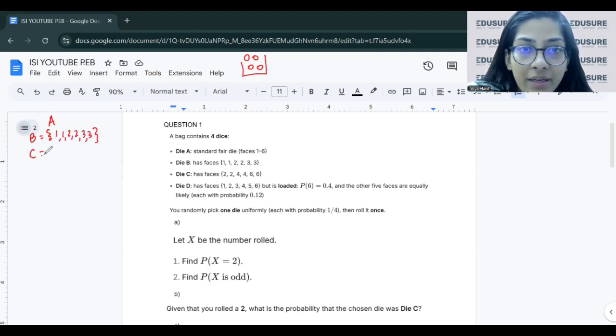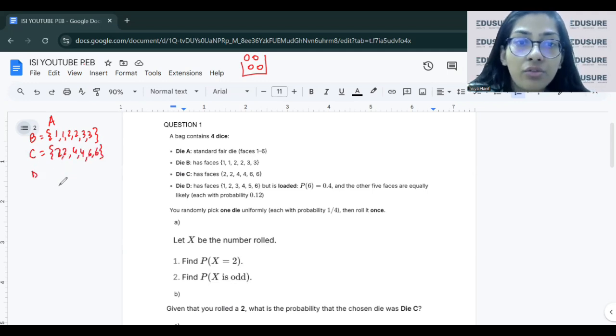ओके. सी में क्या है? इट इज 2 2 4 4 6 6. ओके. एंड डी हैज फेसेस 1 2 3 4 5 6. But it is loaded. The probability of 6 is 0.4 and other 5 faces are equally likely. तो क्या बचा? 0.6 बचा. 0.6 divided by 5 is going to be 0.12. तो ये सारे equally likely है with probability of 0.12.